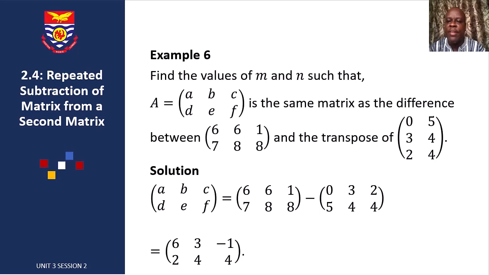And as we always do, first entry of the first matrix minus first entry of the second matrix. So we have 6 minus 0, we will have 6. 6 minus 3, we have 3. 1 minus 2, we have minus 1. 7 minus 5, we have 2. 8 minus 4, we have 4. And then 8 minus 4, another 4 as the final answer.